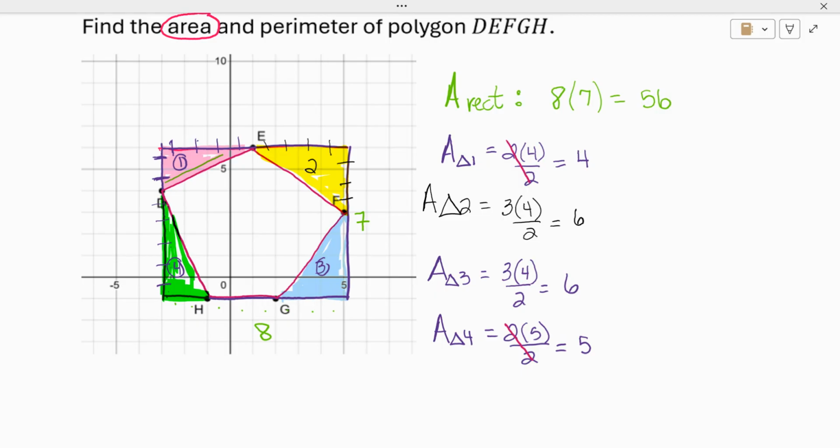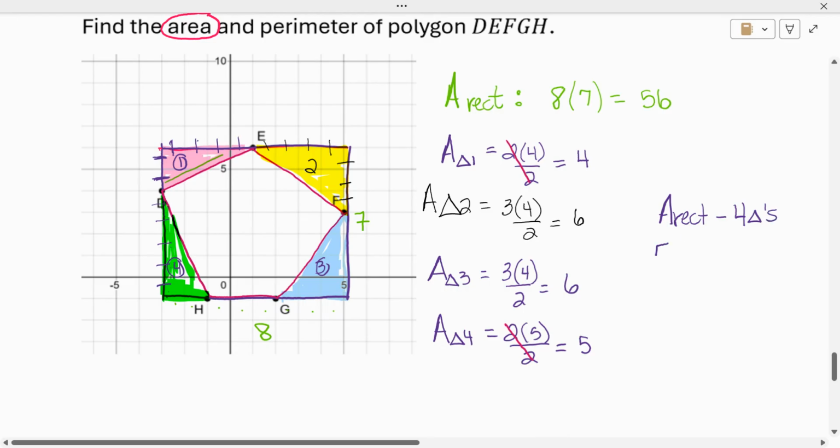All right, so area, let's see. So we have the rectangle minus 4 triangles. I need to write that. Area of the rectangle minus 4 triangles. So 56 minus 4 minus 6 minus 6 minus 5. I know some of you guys are great at mental math. And so if you want to group some of those together, you can. What do you get for this?